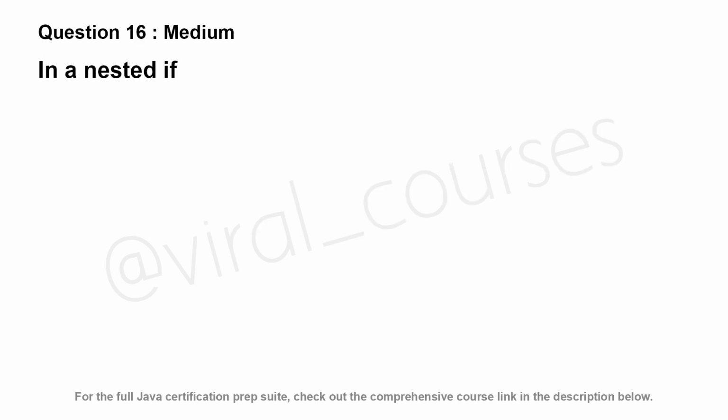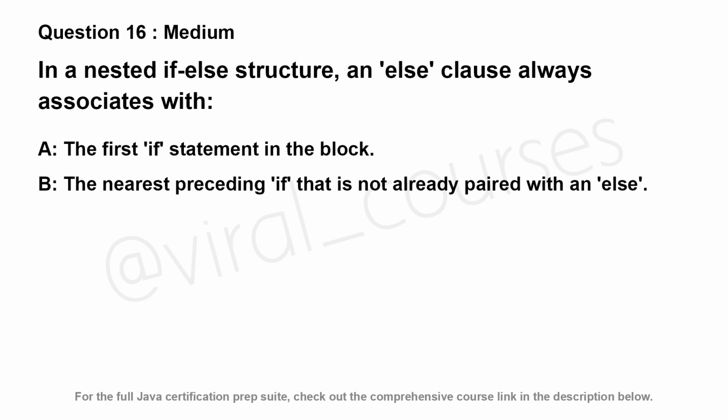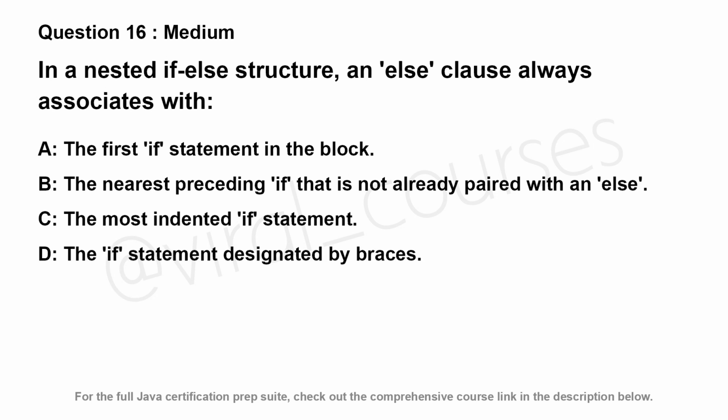In a nested if-else structure, an else clause always associates with Option A, the first if statement in the block. Option B, the nearest preceding if that is not already paired with an else. Option C, the most indented if statement. Option D, the if statement designated by braces.